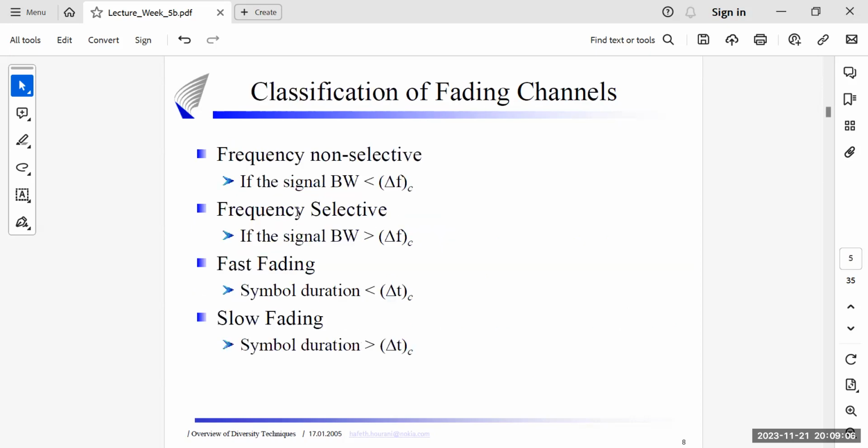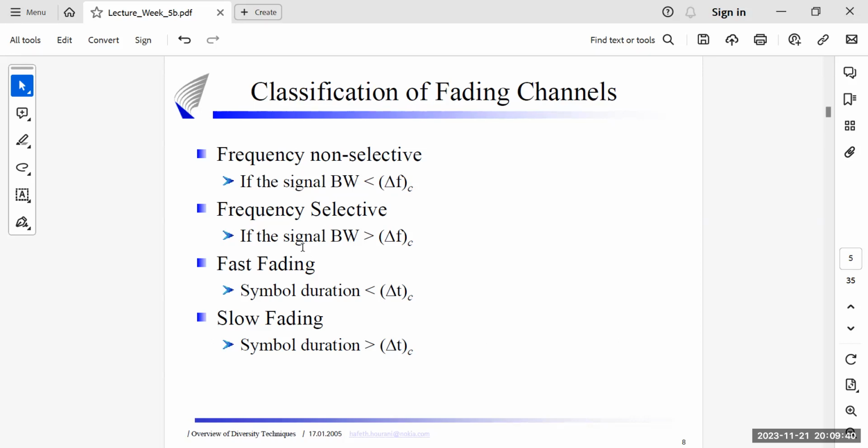So that is why you can figure out the name, frequency selective. This kind of fading is dependent upon the frequency. In the other case, you said frequency non-selective because your signal's bandwidth was within the range of the coherence bandwidth. Since it was not going beyond the coherence bandwidth, it is independent of the frequency. So you can relate this with the name as well.